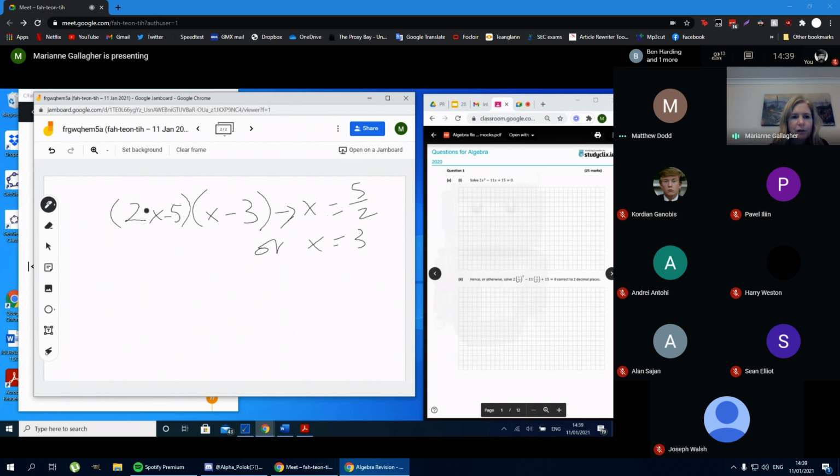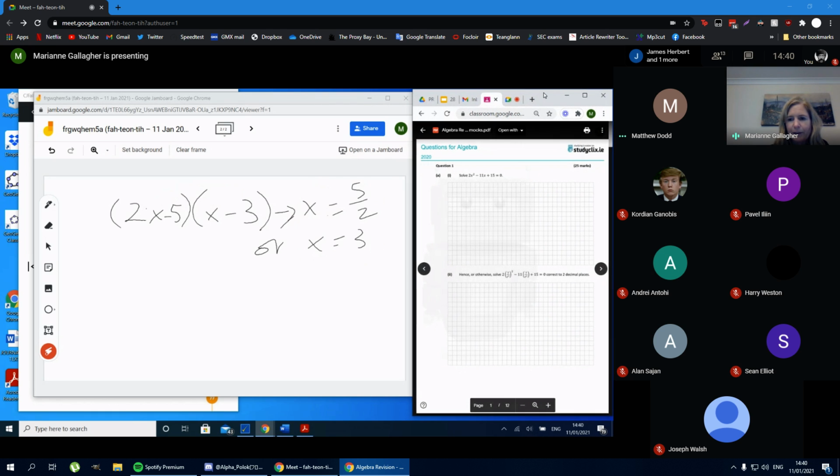So FOIL: 2x by x gives the 2x squared. 2x by minus 3 is minus 6x, minus 5x, that's your minus 11x. And then minus 5 by minus 3 is plus 15. And that's your 2 possible values for x. Okay? Now, when it says hence, is everybody able to see this okay? Hence means use what you just did. And even though it says otherwise, hence is usually the easiest way to do it.